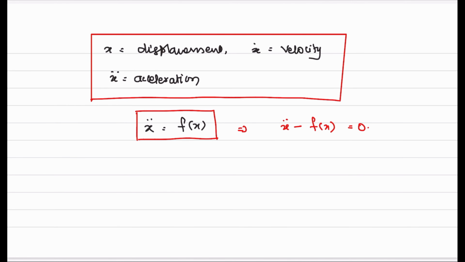And what is kinetic energy? We have already seen it: half m v square. What is v? Half m x dot square. That is kinetic energy.